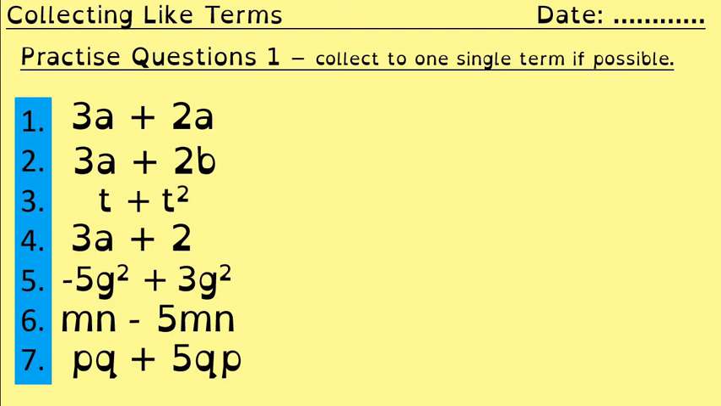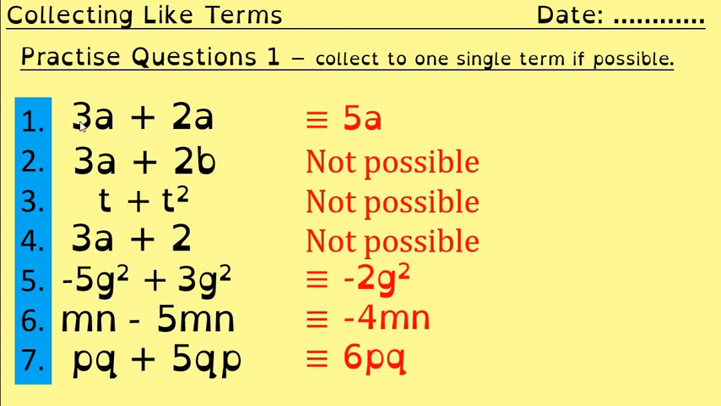Okay, so we'll go through the answers to these now. We were trying to collect to one single term if possible. So here are the answers. Positive 3a and positive 2a are like terms, they collect up to positive 5a. Now positive 3a and positive 2b are unlike terms, so it's not possible to collect, it's only possible to rearrange.